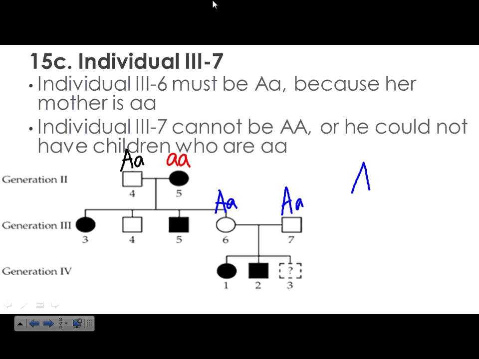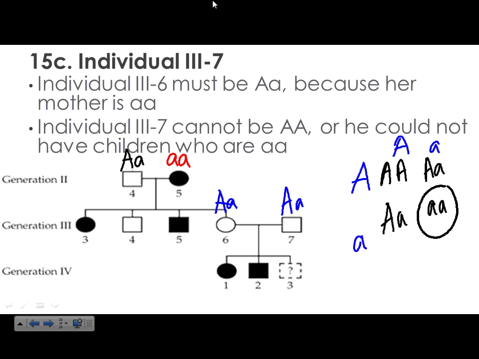So if we do a cross, there is homozygous normal feet, heterozygous normal feet, heterozygous normal feet, and flat feet. So the only way for this marriage between individual 6 and 7 to get children who are little a is if they are both heterozygous.